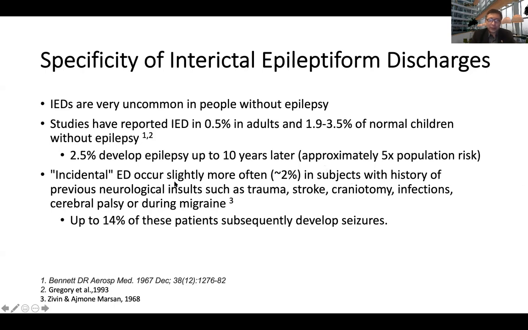Incidental epileptiform discharge occurs slightly more often, about 2%, in subjects with a history of previous neurological insult. For example, in patients with traumatic brain injury, stroke, previous craniectomy, infection, cerebral palsy, or even migraine headache, up to 40% of these patients can subsequently develop seizures.